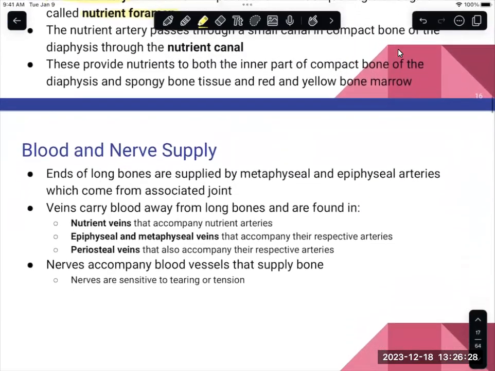Whenever, we'll learn this now, you'll see it more, whenever you see an artery and a vein, nerves follow. Nerves follow blood vessels. It's rare to see blood vessels without seeing a nerve following along. So we're always going to see arteries, veins, and nerves all traveling together.